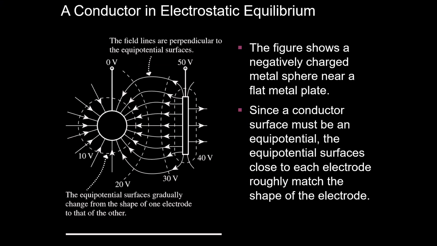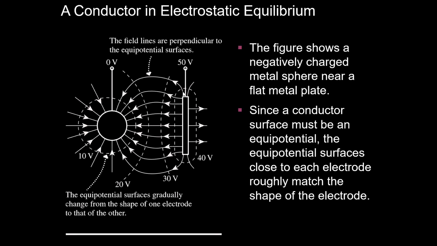Those are the lines with the arrows. Those represent the electric field lines. At every location in space around these two charged electrodes, there is an electric field that's along a field line that starts at the positive rod and terminates on the other electrode.